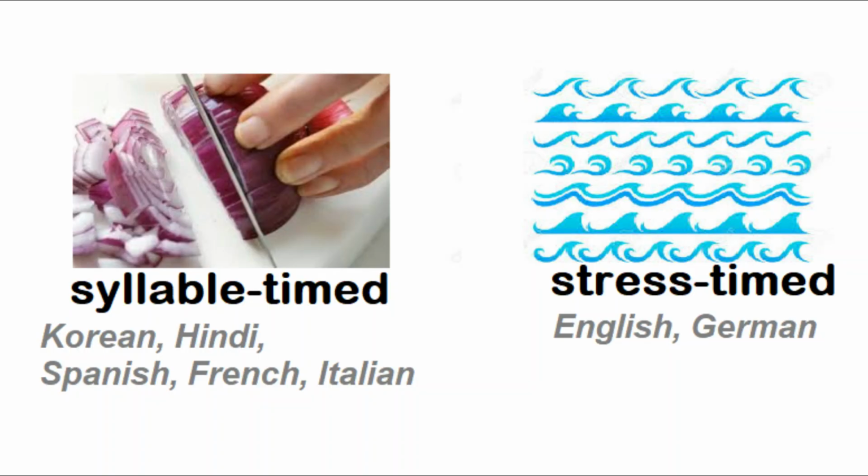Linguists typically categorize languages into two rhythm types: syllable-timed and stress-timed. Most languages around the world, such as Korean, Hindi, and Romance languages like Spanish, French, and Italian, are syllable-timed. This means that each syllable is spoken at an even pace, like chopping onions on a cutting board. English, however, is stress-timed. In stress-timed languages, stressed syllables occur at regular intervals, while unstressed syllables are shortened and compressed to fit within these beats.